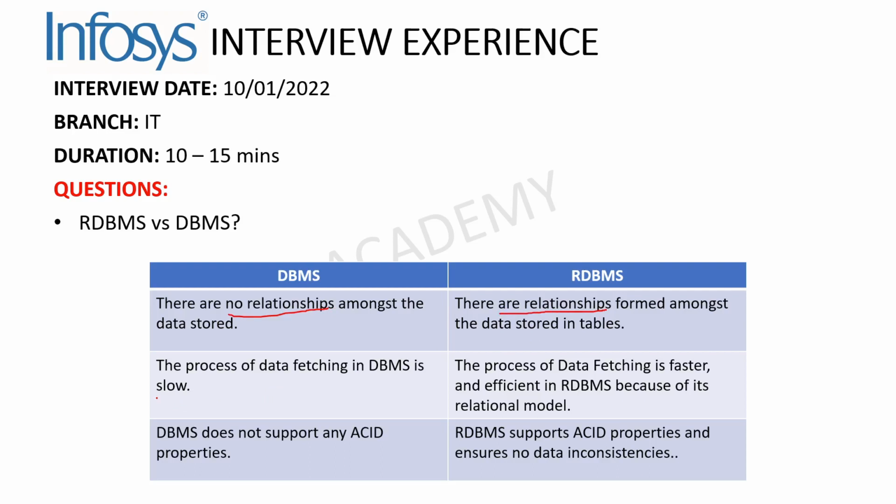The process of data fetching in DBMS is slow, but in RDBMS the process of data fetching is faster and also efficient because of the relational model. The next difference is DBMS does not support any ACID properties, but RDBMS supports ACID properties and ensures no data inconsistencies. So these are some of the important differences. There are many other differences also, but I mentioned quite a few here.